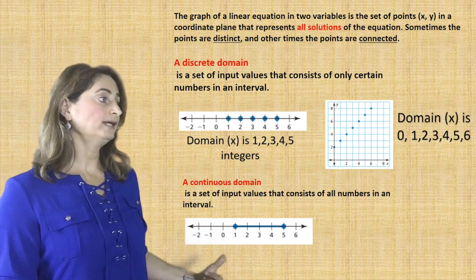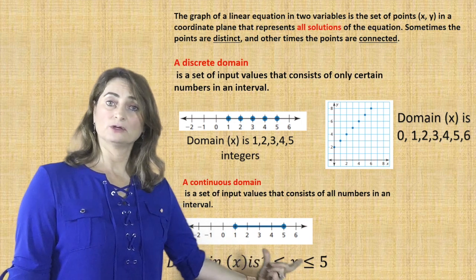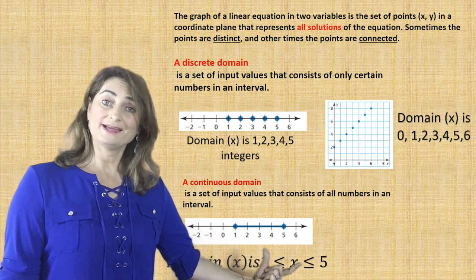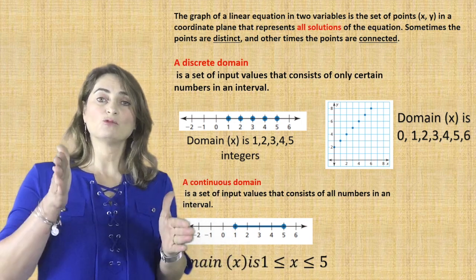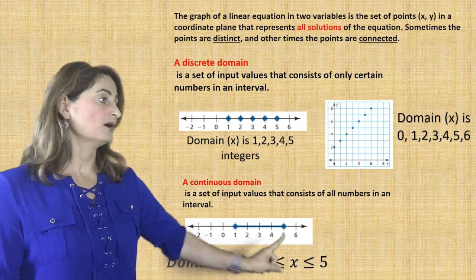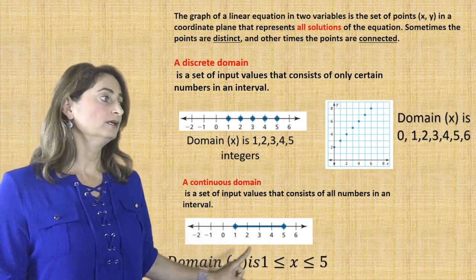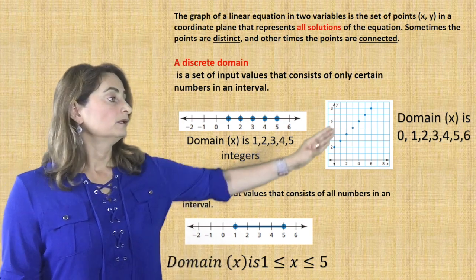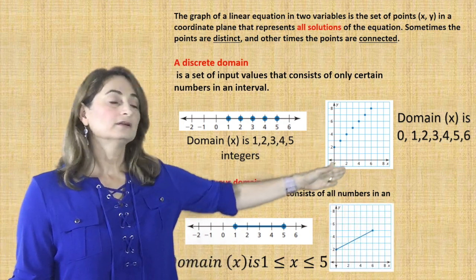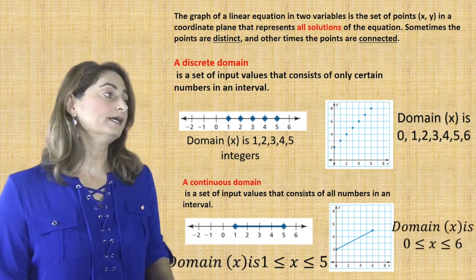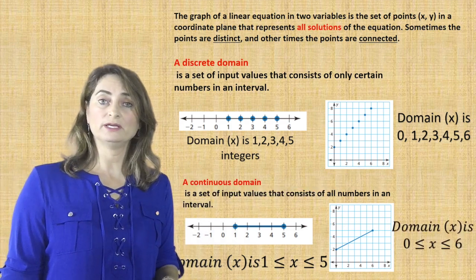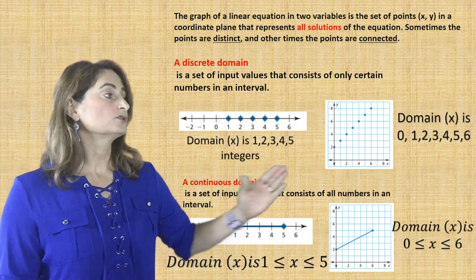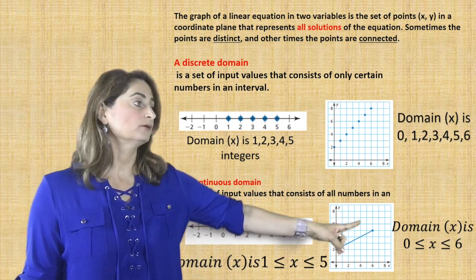So the domain x is a compound inequality joined by the word and. It has an interval from 1 to 5, and that's how we write it: x is more than or equal to 1, less than or equal to 5, because those are closed circles. Now look at the graph. Watch how it's a continuous line. So the domain is a continuous domain, and the domain is x. So again, it's a compound inequality.